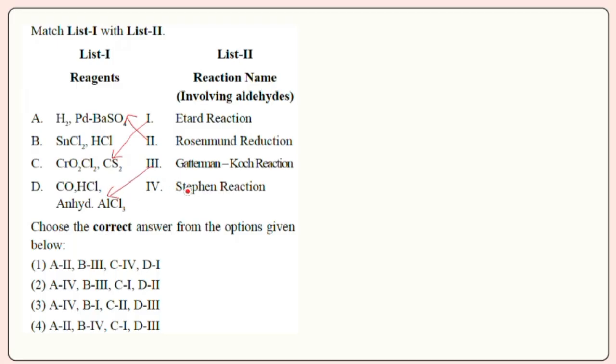What is left over here? Stephan reaction. And Stephan reaction is used to convert cyanobenzene to benzaldehyde. So 4 should match with B. Therefore, A is 2, B matches with 4, and C matches with 1, and D matches with 3. And where do we have it? We have it in option 4. Therefore, the right option is 4.